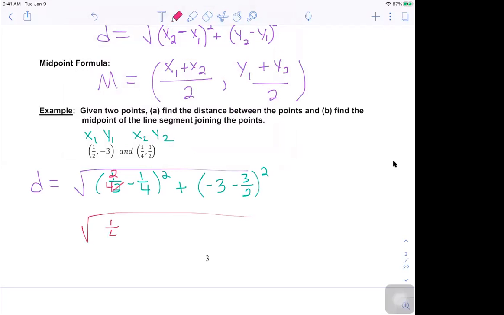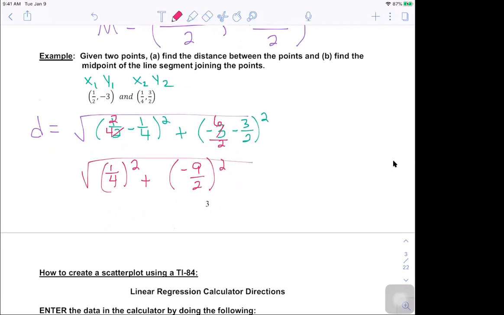So this is going to be 1/4 squared. I'm going to change the -3 to be -6/2. So -6 minus 3 is -9/2, and then squared. We will work with fractions throughout the entire year. When you square a fraction, you square the top and you square the bottom. So I would square 1/4 and make it 1/16.